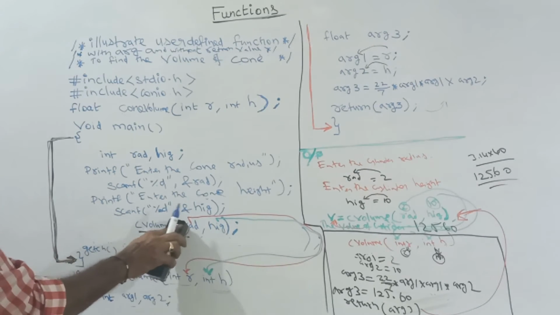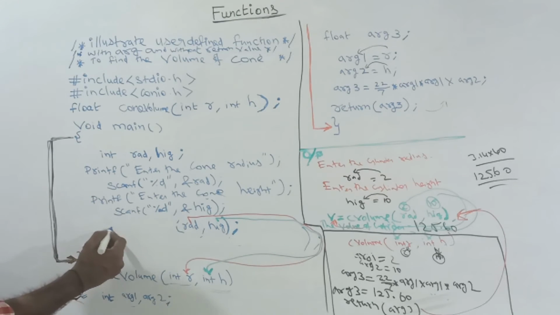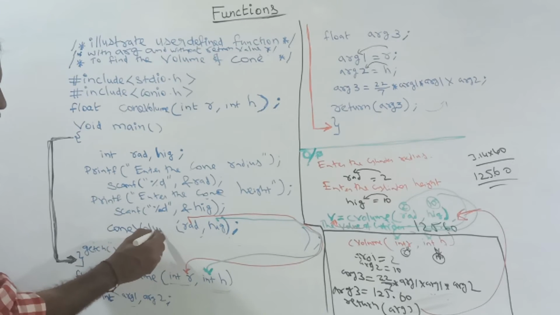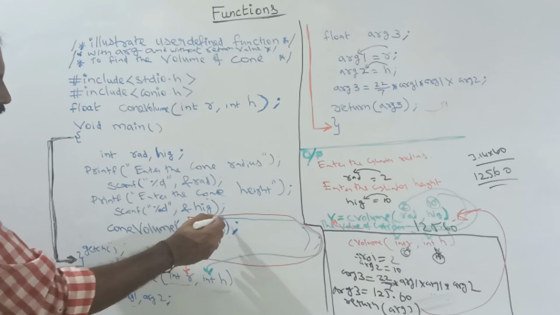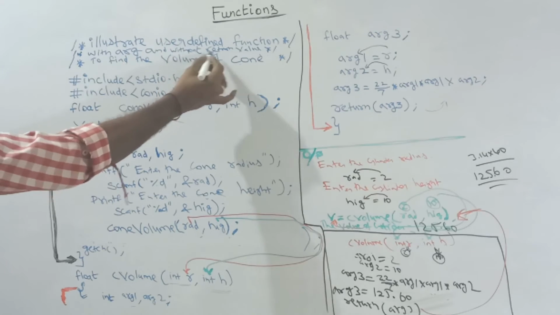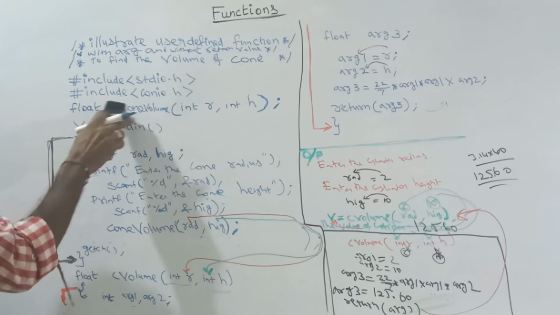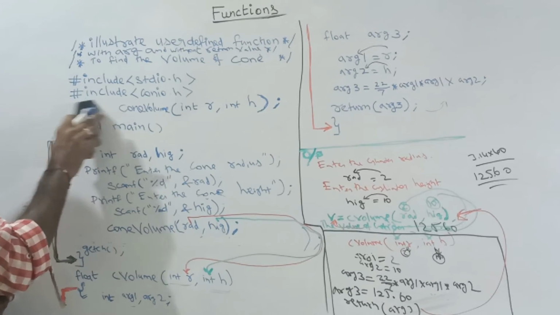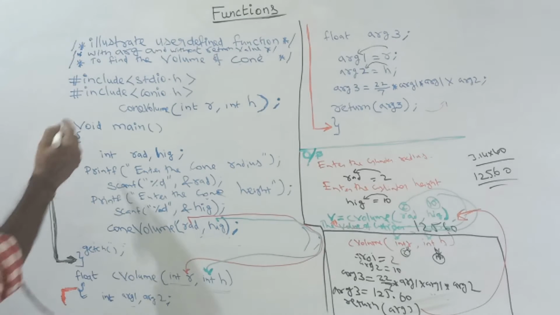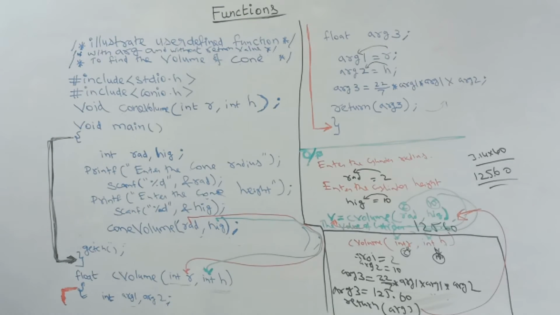See, what is the function name? The function name is cone volume. So here I am writing cone volume. After that I am passing the two parameters. Here this is the main thing, without return value. If a function will not return any value, then we should declare that function's return type as void, because void won't return any value. So here I am declaring it as void.